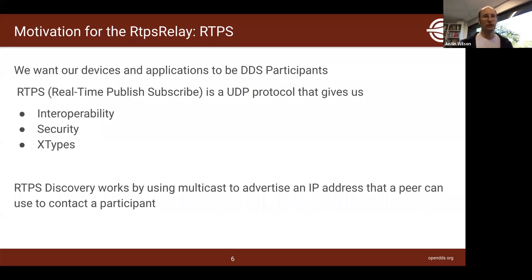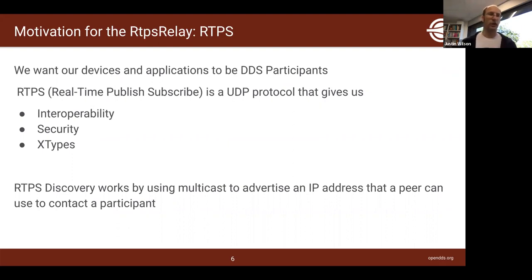So in terms of OpenDDS and DDS, we want our devices and applications to be DDS participants. We'd like to use the OpenDDS middleware to exchange data between our device and application. When we consider this, we'll just settle on the RTPS protocol for establishing connectivity. RTPS stands for Real-Time Publish Subscribe. It's an OMG standard. It's a UDP protocol that gives us interoperability so that you can write applications using different DDS implementations. It gives us security, and it gives us XTypes, which allows flexible message definitions and forward and backwards compatibility.